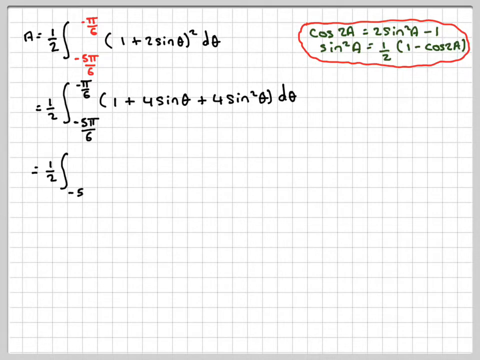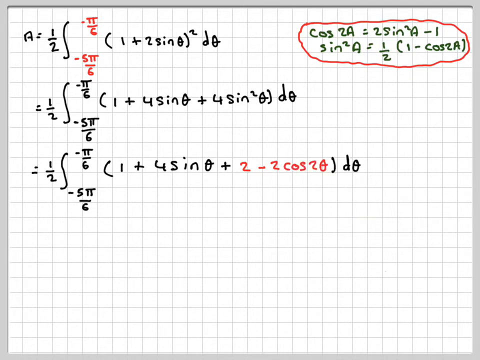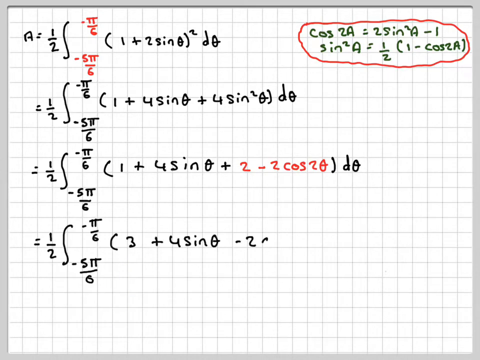So we're going to get a half of 1 plus 4 sine theta plus, now 4 over 2 is 2, so we're going to have 2 minus 2 cos 2 theta d theta. Just going to put these two together, so we're going to have a half from minus 5 pi over 6 to pi over 6 of 3 plus 4 sine theta minus 2 cos 2 theta d theta. So notice I spent quite a bit of time preparing the integral before I've actually integrated.